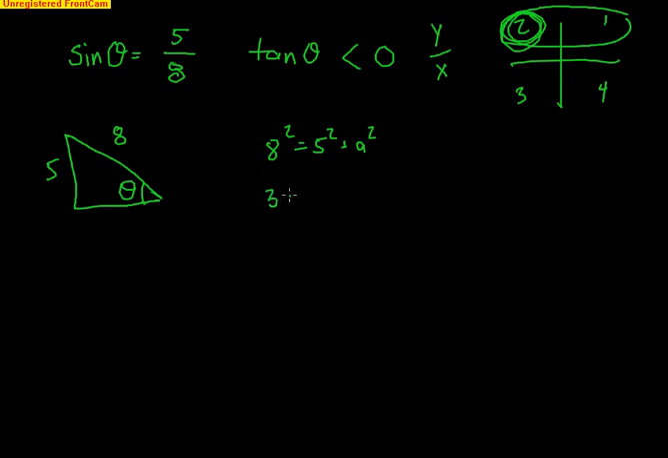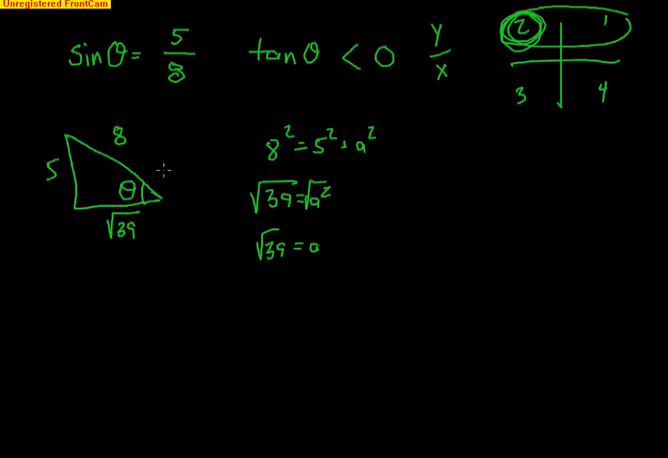So I get that a squared is 39, and I've got to take the square root of 39. And unfortunately, I don't think that could be reduced. 39 is not divisible by 9, it's not divisible by 4, it's not divisible by 16, so I think I'm stuck here with this adjacent side being the square root of 39.